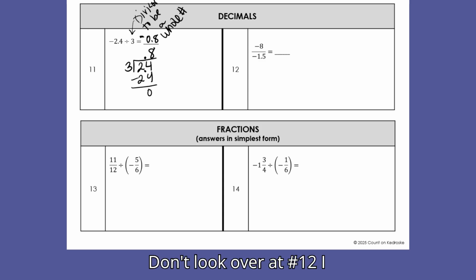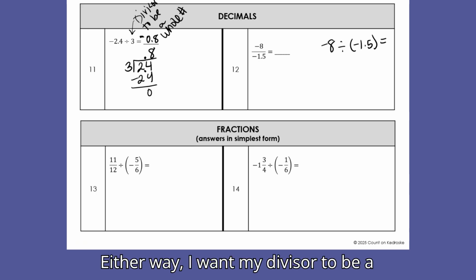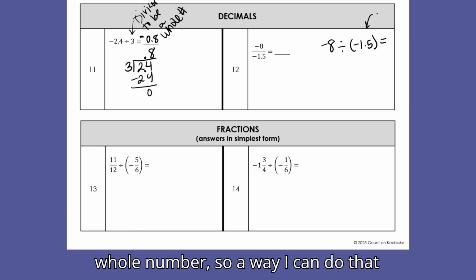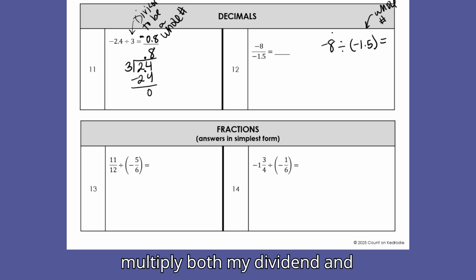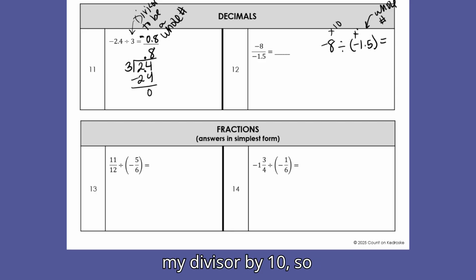So if I look over at number 12, I have -8 divided by -1.5. You can also rewrite it like this if it helps. Either way, I want my divisor to be a whole number. So a way I can do that is I can multiply both my dividend and my divisor by 10. So this would become -80, and this would become -15.